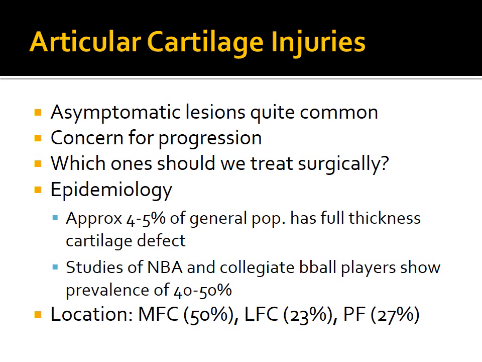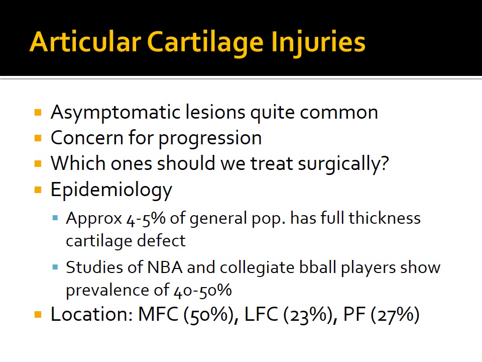Moving to the articular cartilage side of the equation, articular cartilage lesions can actually be quite common, with an estimated overall incidence of about 4 to 5% in the general population having a full thickness defect. Now, are all of these symptomatic? No, definitely not, but studies looking at elite basketball players show an incidence much higher, almost 40 to 50%.